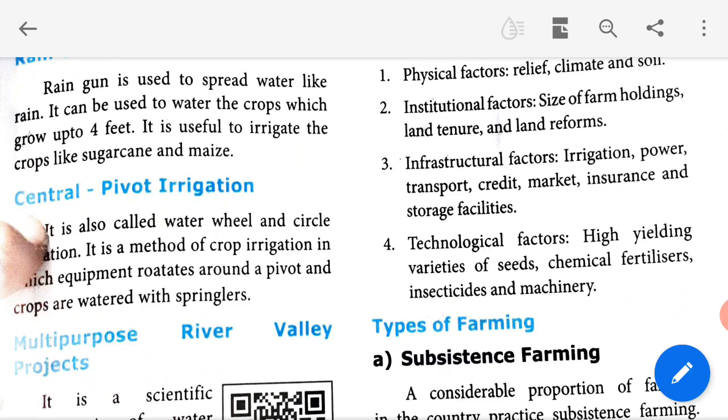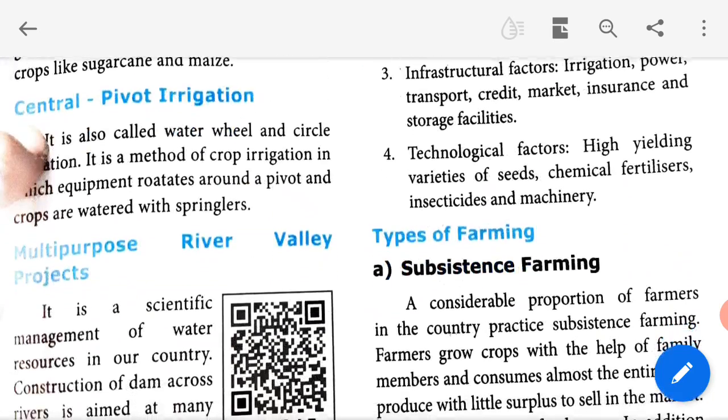So what will happen is the equipment, it's called water wheel. It will be like a wheel structure. The central part will be held tight and it will rotate like a wheel. Equipment rotates around a pivot and crops are watered with sprinklers.